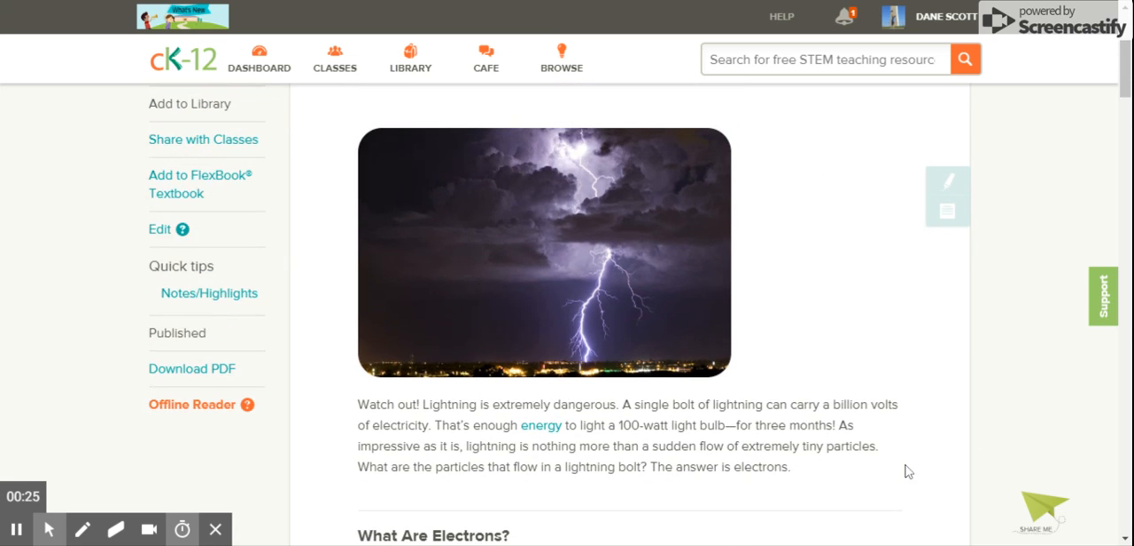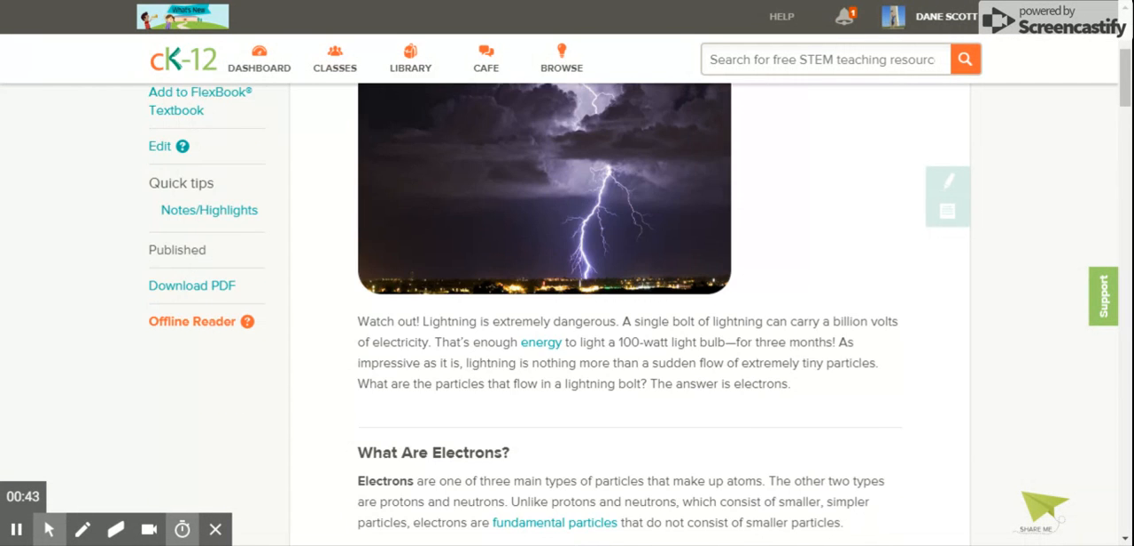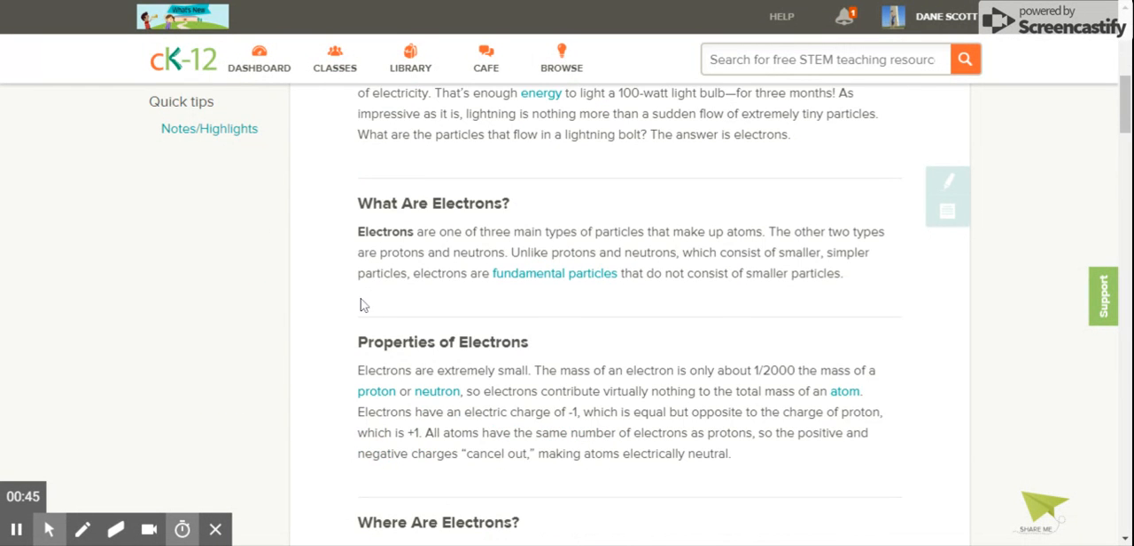Watch out! Lightning is extremely dangerous. A single bolt of lightning can carry billions of volts of electricity. That is enough energy to light a 100-watt light bulb for 3 months. As impressive as it is, lightning is nothing more than a sudden flow of extremely tiny particles. What are the particles that flow in a lightning bolt? The answer is electrons. What are electrons?